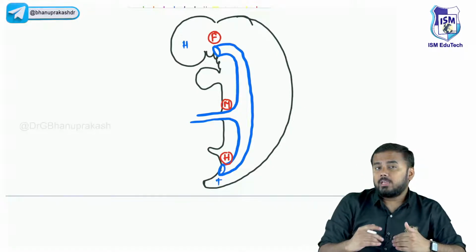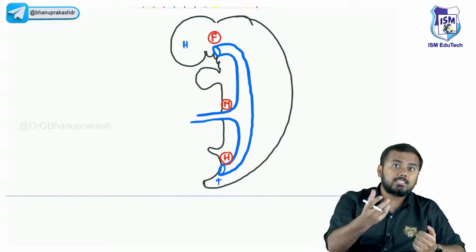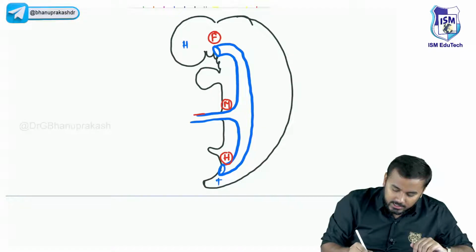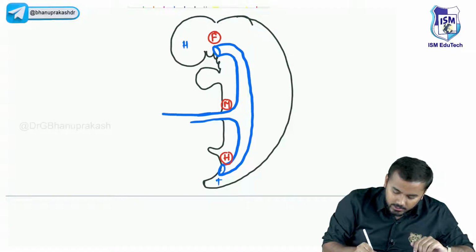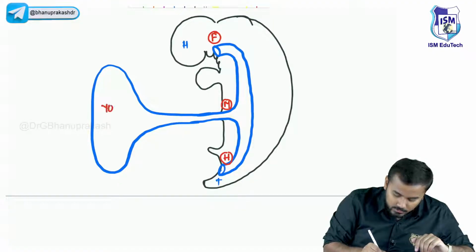Now to this developing embryo you need a continuous food supply. From where is the food coming? It is coming from the yolk sac. So let us say this part over here is your yolk sac.